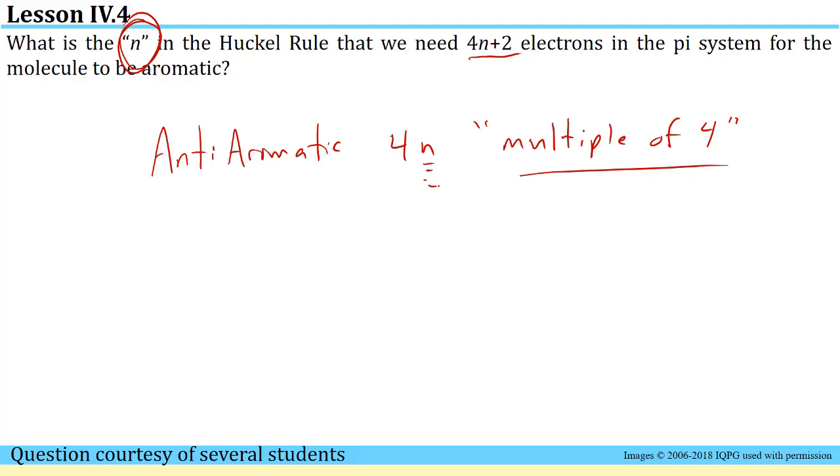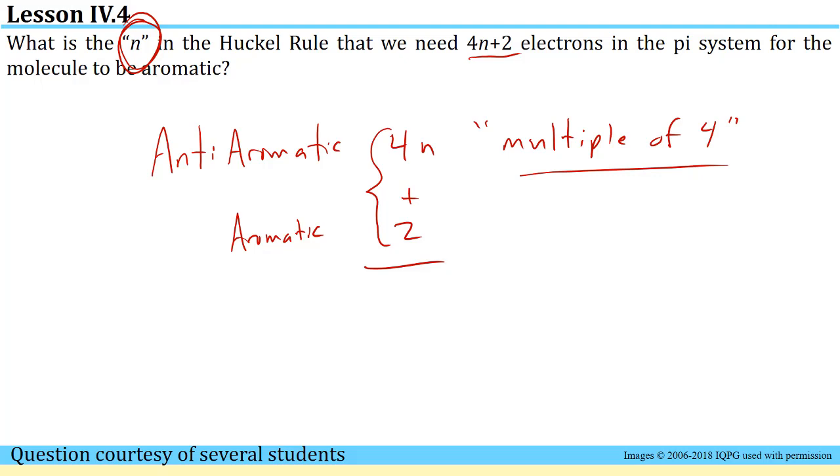So any multiple of 4 around a planar ring will cause the molecule to have diminished stability because of how the electrons are lined up in the different molecular orbitals. To be aromatic, adding 2 more electrons to a multiple of 4 causes an increase in stability. At that point you filled all the proper orbitals for maximizing the stability, without going to drawing all the molecular orbitals for you. So the N can be any integer.